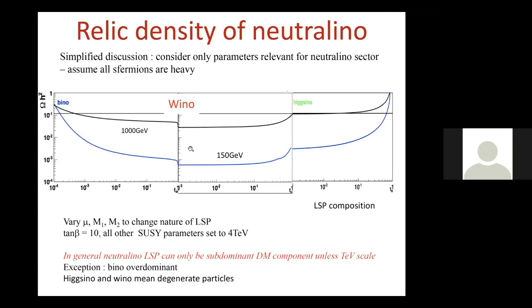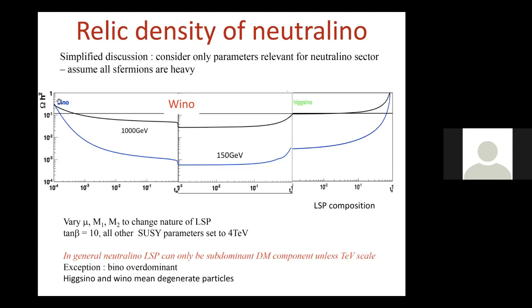So for example, this is the same exercise with a 1 TeV dark matter, and you see that typically for a pure Higgsino, you get the correct relic density if it's 1 TeV. To get the correct relic density for the pure Wino, you would have to go rather to 2 TeV or above. So this is just so that you remember a few numbers. In general, the neutralino LSP will be a subdominant dark matter component unless it's at the TeV scale or it has some important Bino contribution.